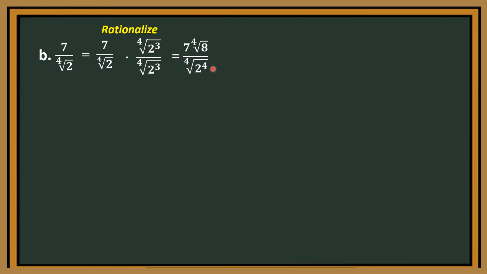So, kapag dinivide natin ang exponent at ang index, magiging 1 na lang siya. So, hindi na natin kinakailangang ilagay pa ang 1. So, matitira na lang sa kanya ay 2. Or pwede natin i-cancel ang 4 at ang index na 4. So, matitira ay 2. So, we will have now 7 fourth root of 8 over 2.